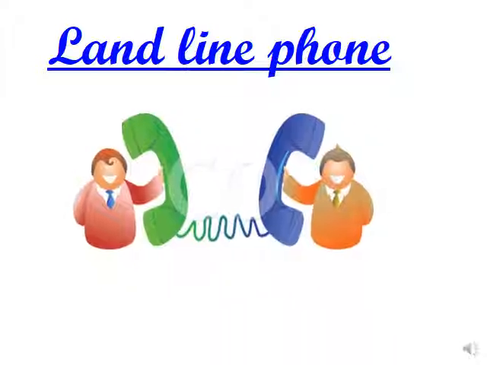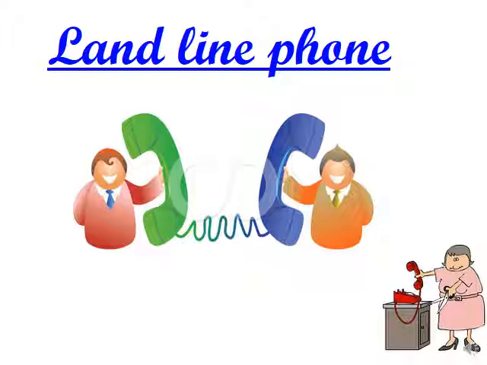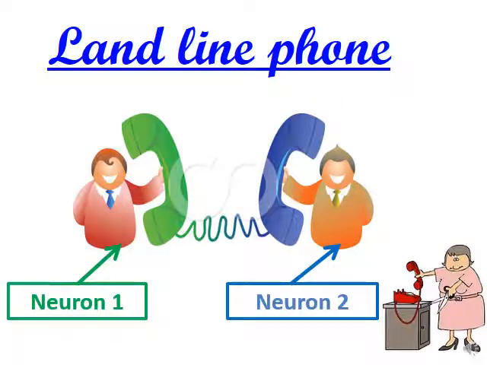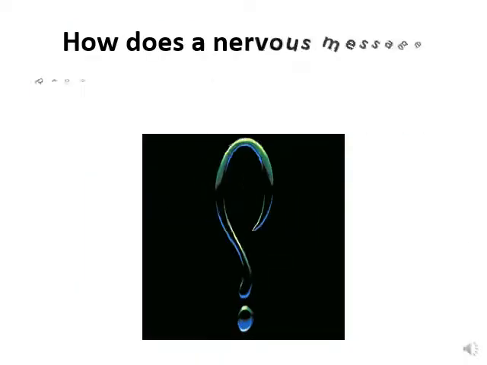So, the landline phone. We have neurons inside our body, right? These neurons are like these two men. They are talking to each other using the landline phone. The connection between them is called a synapse. So the connection between two neurons, between two people talking to each other, sending messages between each other, calling each other, is called a synapse. So what is the synapse?